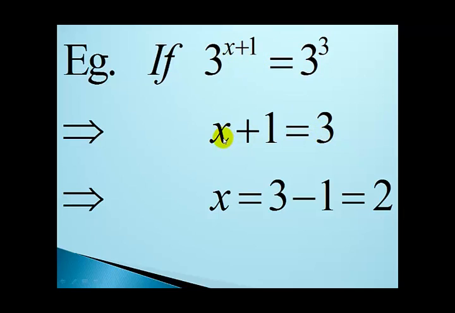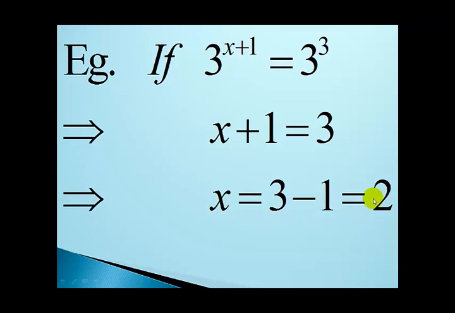So if x plus 1 is equal to 3, how do we make x the subject? Making x the subject means that x must stand alone, and therefore plus 1 on the left hand side becomes minus 1 on the right hand side. So x is equal to 3 minus 1, and 3 minus 1 is equal to 2. This means that the value of x, for which 3 exponent x plus 1 equals 3 exponent 3, is equal to 2. So the value of x is equal to 2.